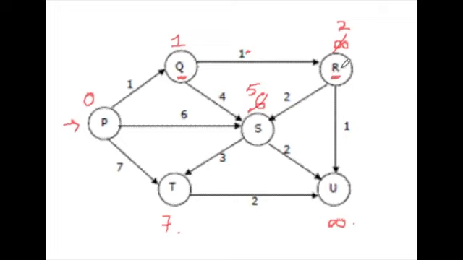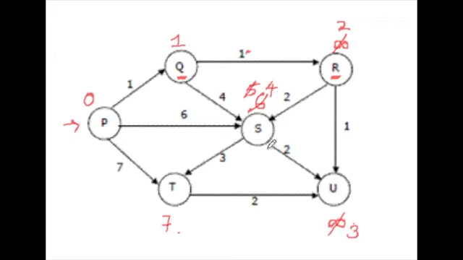From here, I'll see whether there are any vertices having a shorter path via R. Yes, 2 plus 1, that is 3. So this is infinity, change it to 3. And 2 plus 2, that is 4. So right now it is 5. So this 4 is smaller than that.